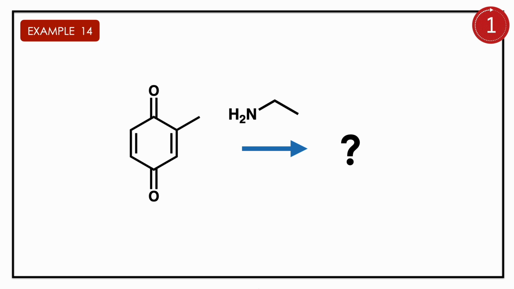Then the next example, you have cyclohexadiene with dienone. Basically, it's a quinone form. In the second position, you have a methyl group. You are reacting with ethylamine. You should find what will be the final product.